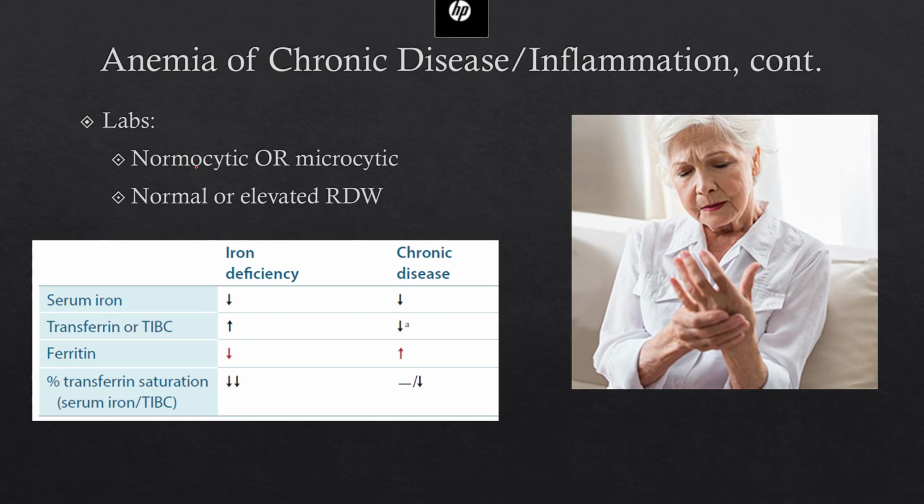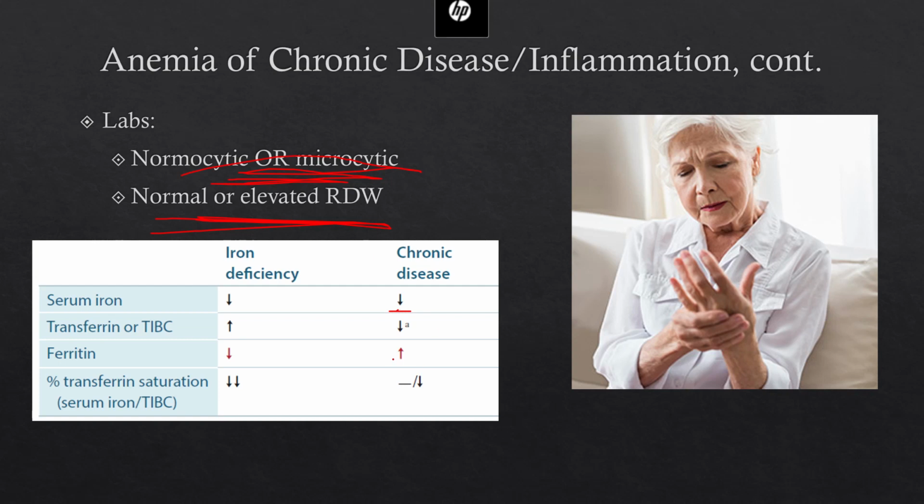So on your labs, it's going to be normocytic or microcytic, a normal or low MCV, normal or elevated RDW, as all our anemias are. And I included the iron deficiency in here so that you can compare. Like we said, the hepcidin causes decreased absorption and decreased release from tissues. So you're going to have low serum iron, just like in iron deficiency, because you're not absorbing and you're not releasing it.